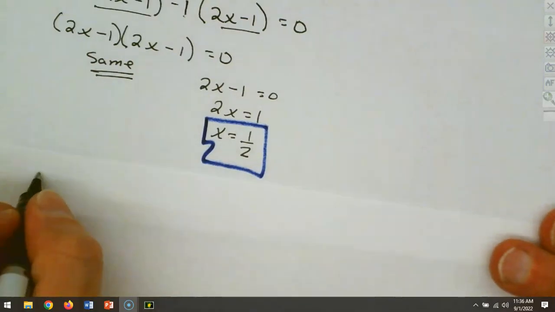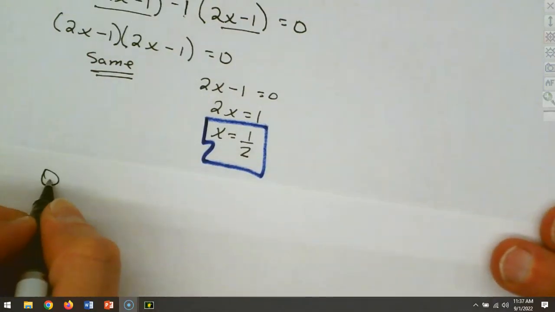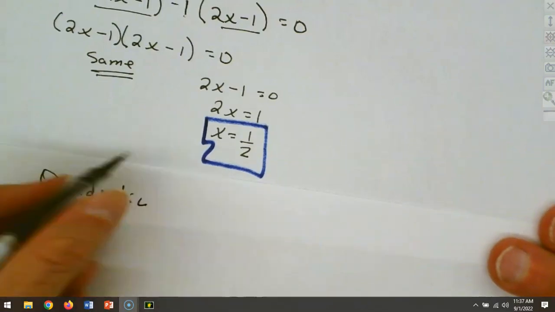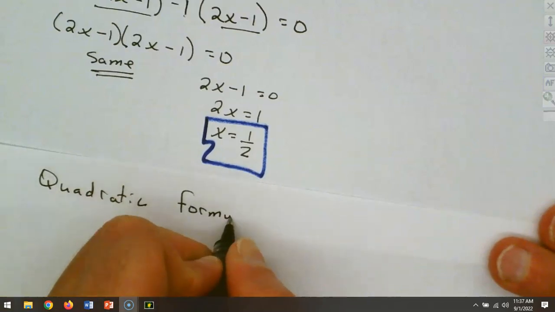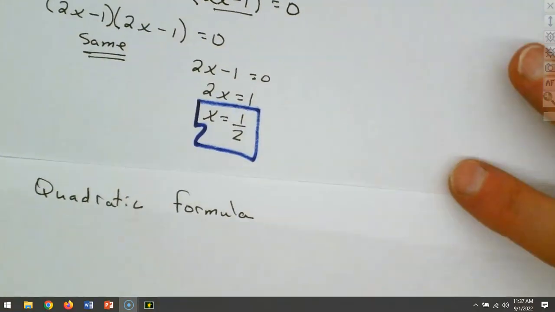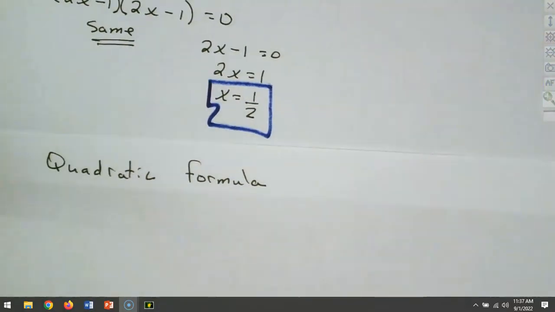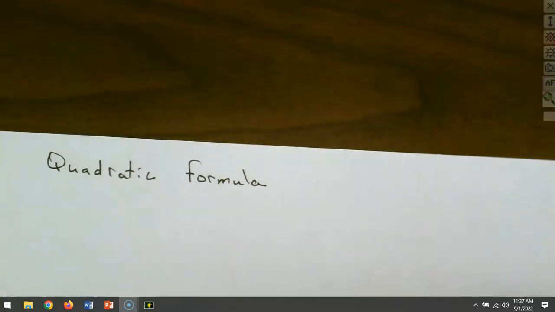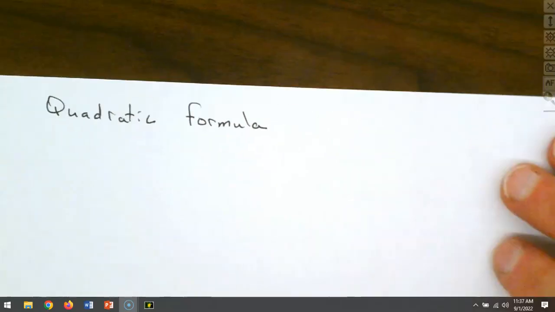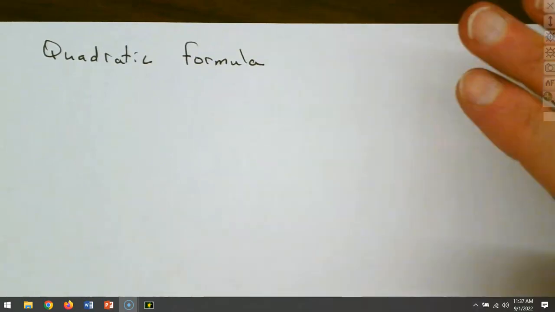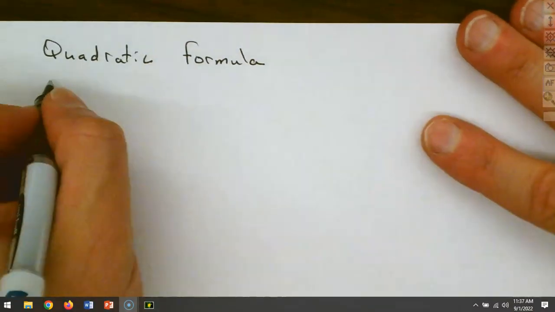So we're still in 1-4, we're going to learn about the quadratic formula and how it works. To use the quadratic formula, it has to be set up in a specific way. If we want to use the quadratic formula, it must look like this.